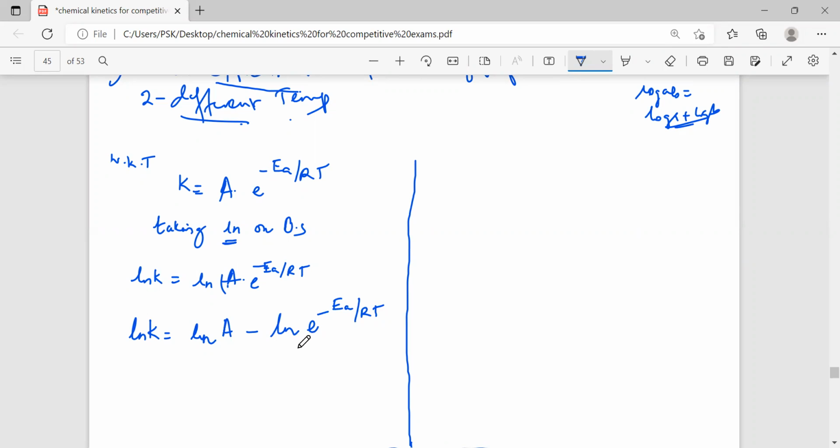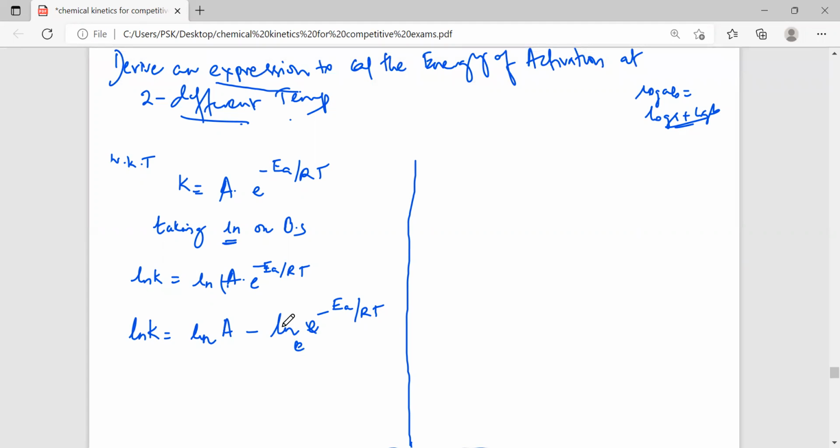Now, I told you for natural log, the base is E. For log also the base is E, and for this factor also the base is E. Therefore, this E will get cancelled. When E gets cancelled, likewise, the log also gets cancelled. Therefore, we can write natural log of K will be equal to natural log of A minus EA by RT. There should not be a minus here. Minus sign will get cancelled. So it will be minus EA by RT.